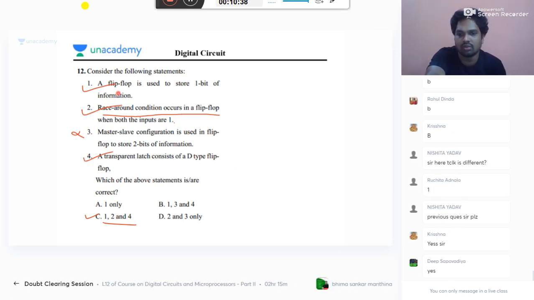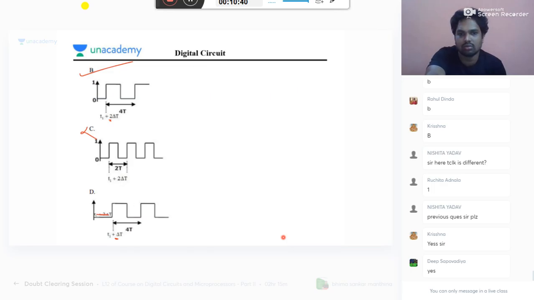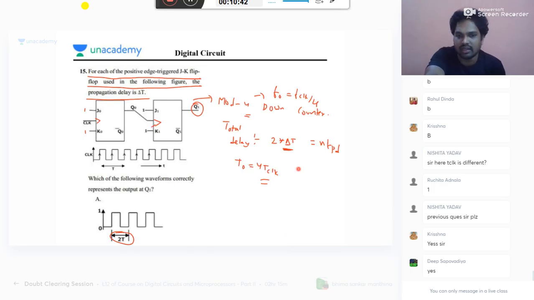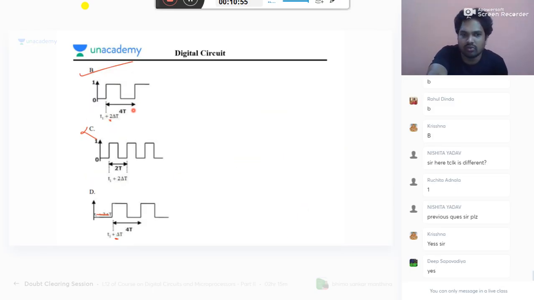But according to the given options, you should assume it as a JK as we don't have any choice. Here T clock and T are the same only. My notation is T clock, the examiner's notation is time period T. T clock or T both are the same only. 4T or 4T clock, it is just a name difference.